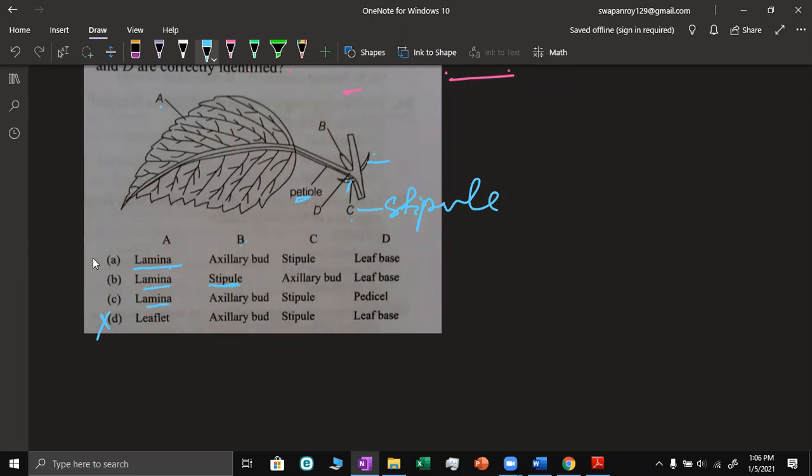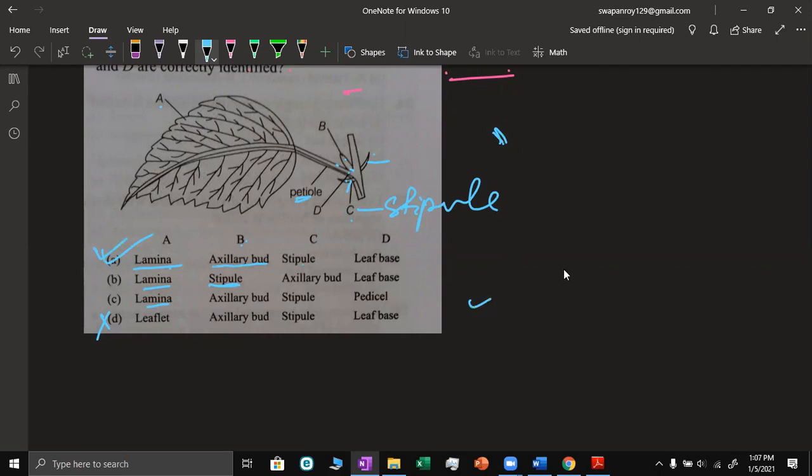So B is axillary bud. This one is coming out from the, though the drawing is not good because here it is showing just like a branch cutting. They should have shown it properly in the drawing. But this B is an axillary bud, C is stipule, and D is the leaf base. So A is the answer, not B.